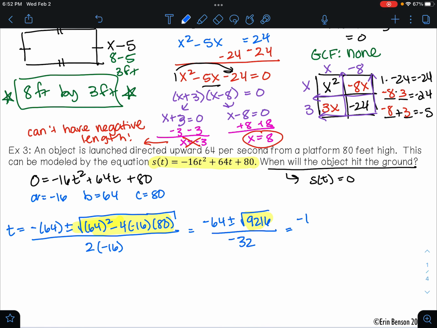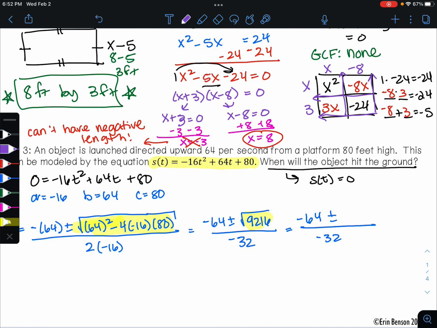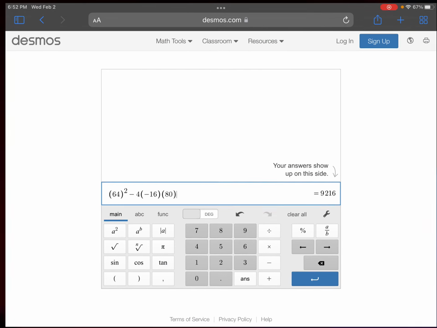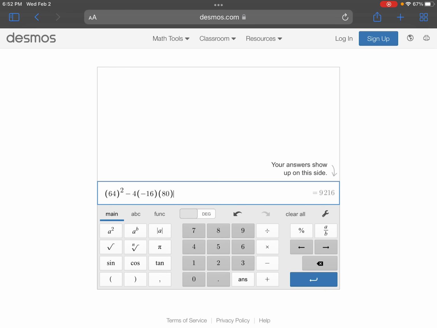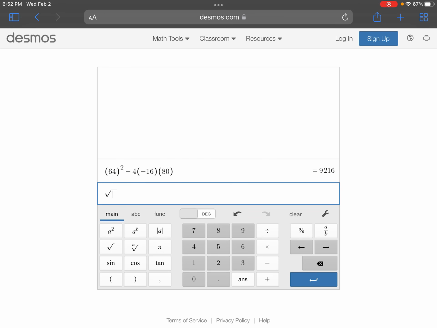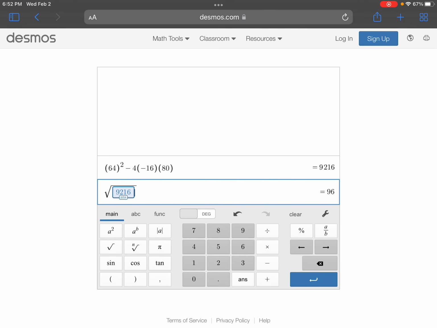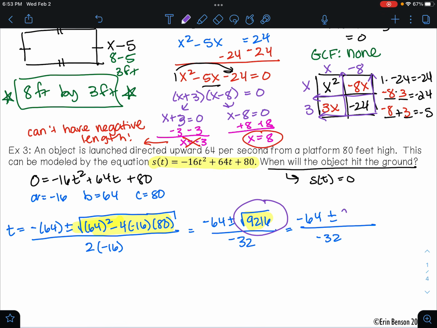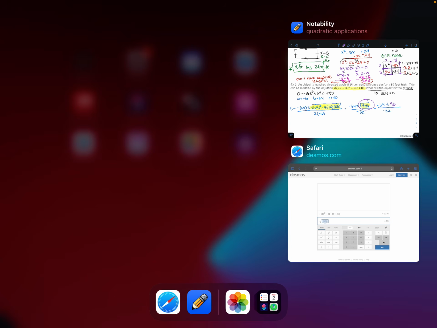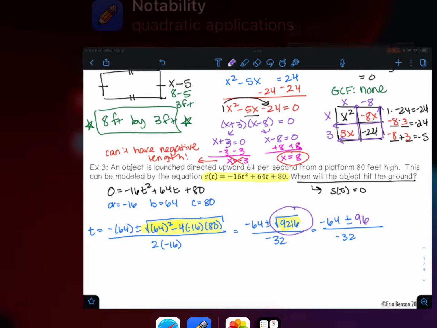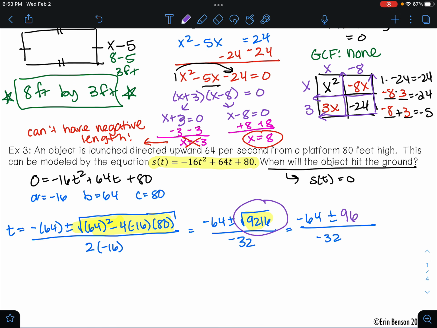So I'm going to bring over my negative 64 and my negative 32. And what I'm going to do now is I'm just going to go ahead and calculate this square root. So I'm going to go back over to Desmos. And I'm going to find, let me enter. There we go. And I'm going to find the square root of that problem. And when we do that, we get 96. So that's good because that was a perfect square. 96, yep.